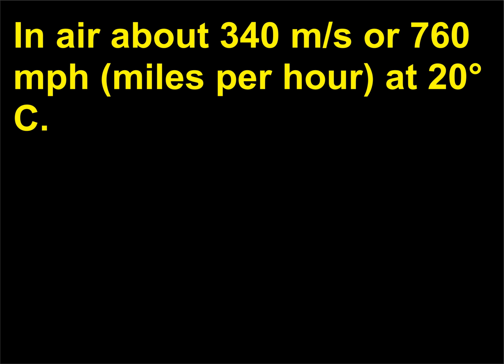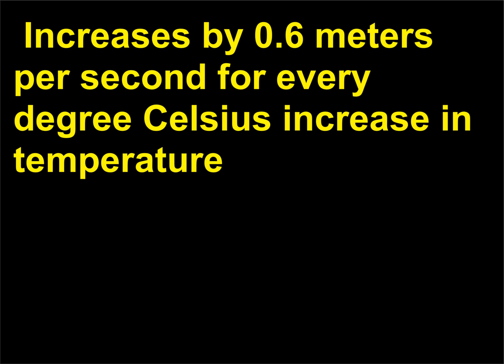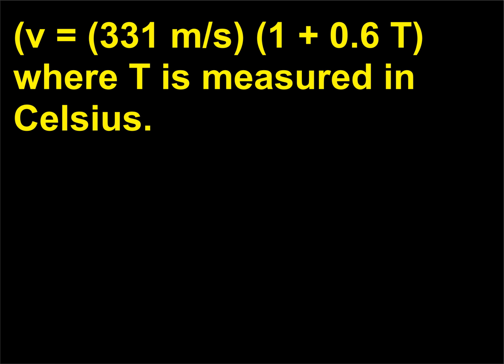What is the speed of sound? In air about 340 m/s or 760 miles per hour, at 20 degrees Celsius. Increases by 0.6 meters per second for every degree Celsius increase in temperature. V equals 331 m/s times (1 plus 0.6 T), where T is measured in Celsius.